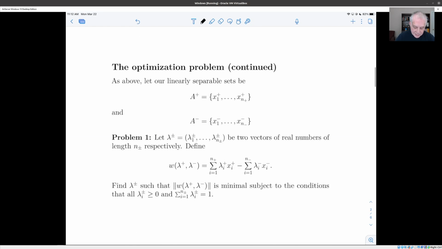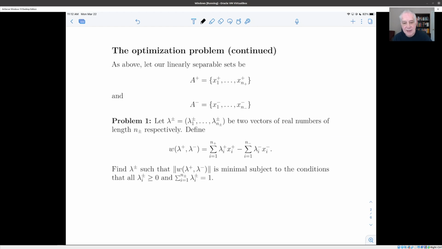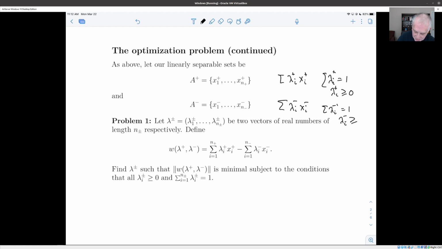Now, we can make that a little bit more explicit by remembering that to give a point in the convex hull is equivalent to giving a point of the form sum lambda i plus xi plus, where the lambda i's sum to 1 and are all positive. And similarly, a point in the convex hull of the minus points, where again the sum of the lambda i's is 1 and they're all positive.